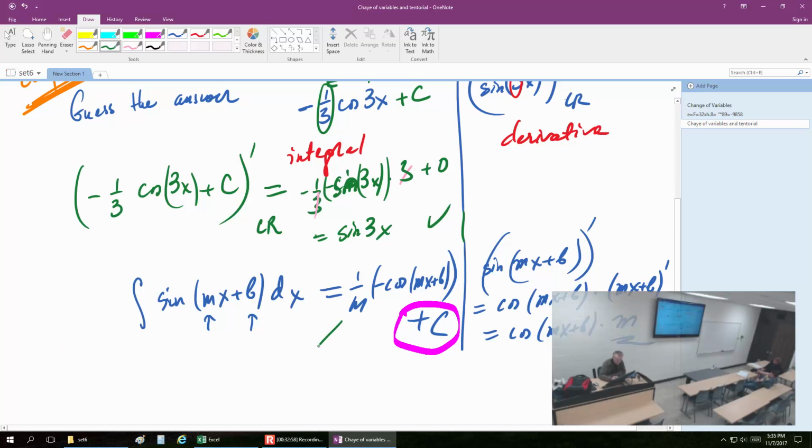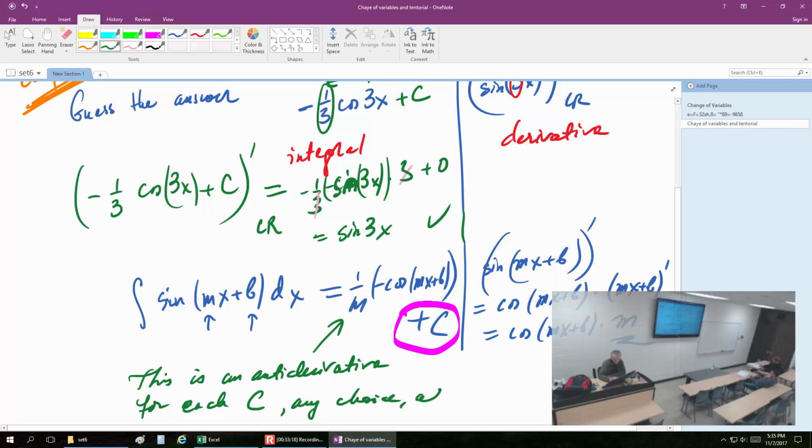So what you say here, let me put it in words, is that this is an antiderivative for each C, any choice, all possible C. So in other words, you can have plus 1, plus 2, so naturally plus 0, all of these, infinitely many of them. All real numbers C you pick, that's an antiderivative. So you want to have them all, and that is done casually. You do have to remember what's behind it.